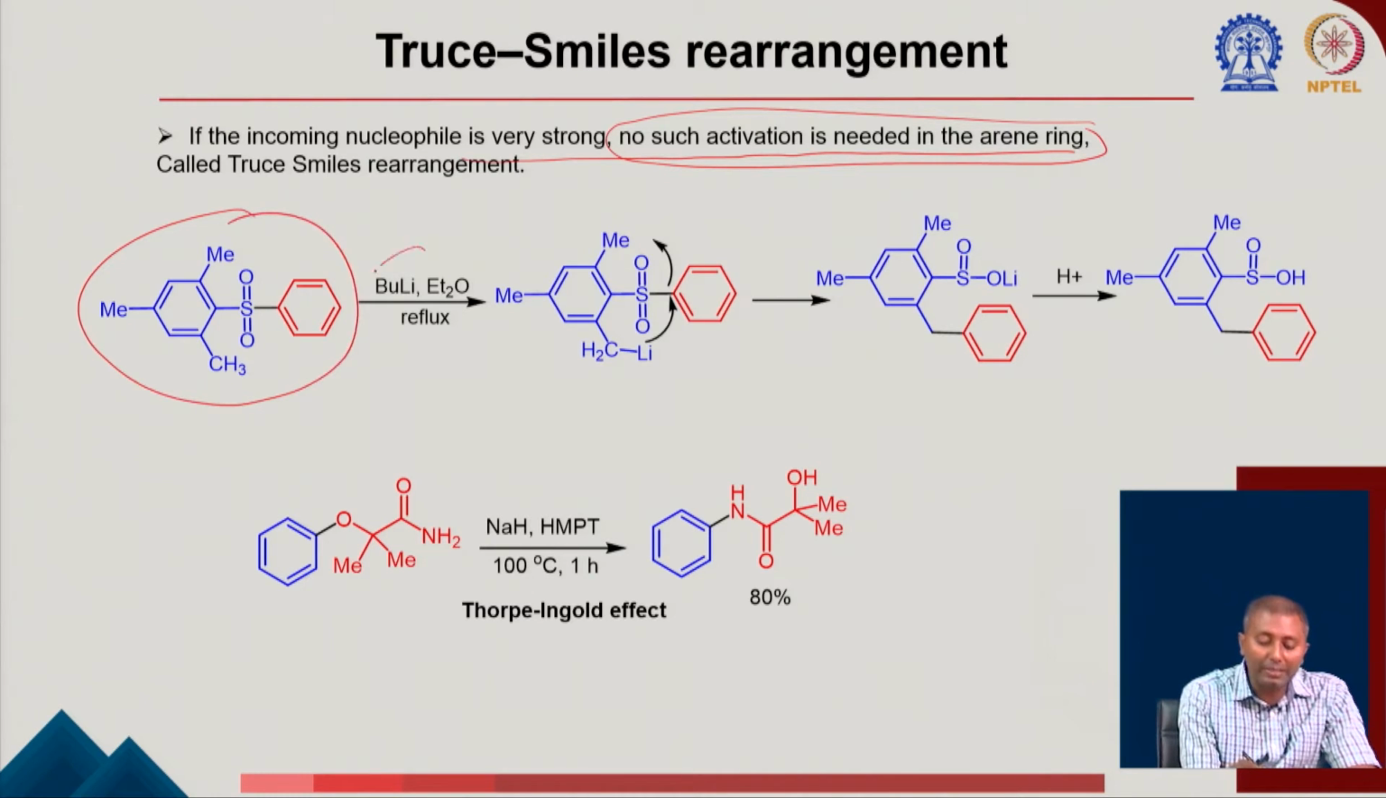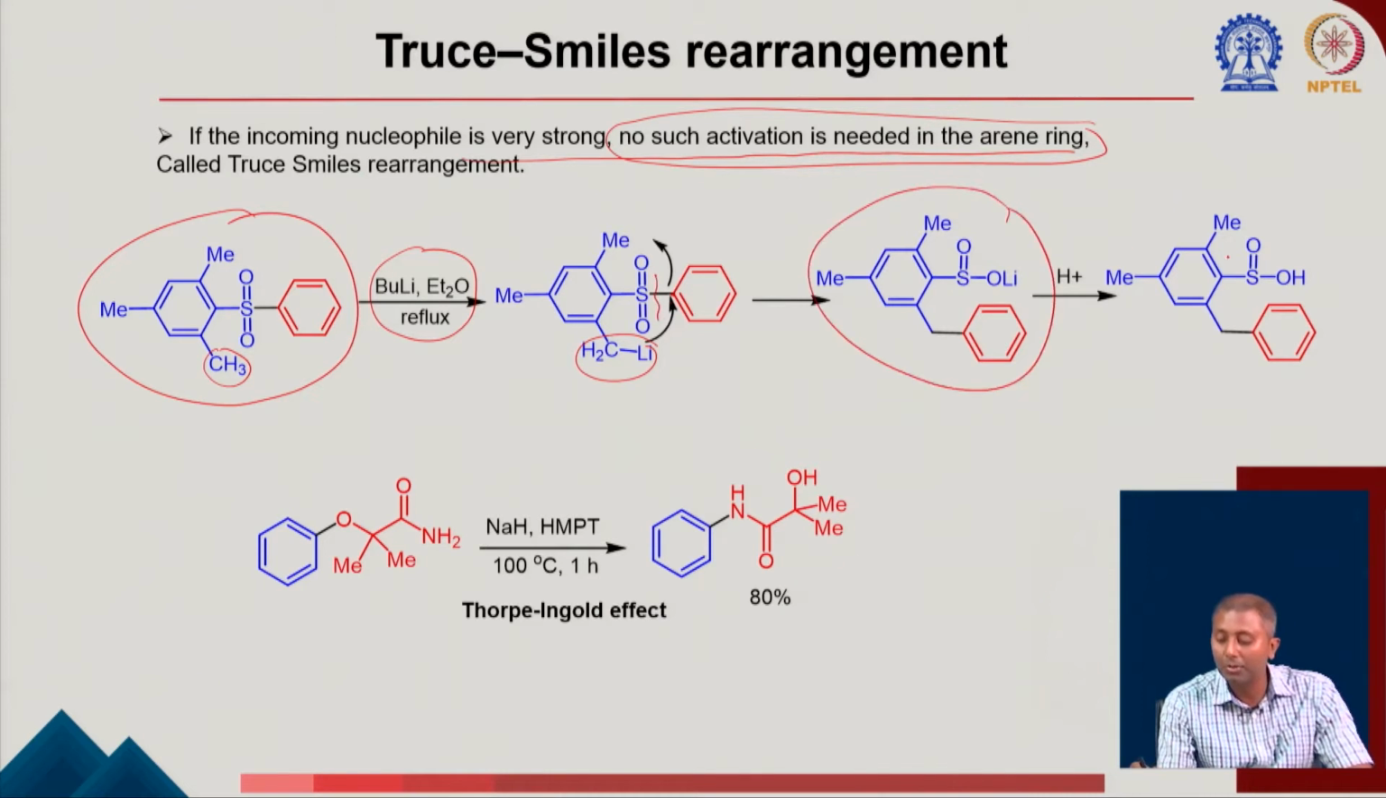So, starting from this compound, once you treat with butyl lithium, it is going to abstract these toluene protons here to generate a carbanion. Now, this carbanion is going for a nucleophilic attack on this carbon here, and then it is going to stabilize the carbanion, followed by the cleaving of this carbon sulfur bond to generate this compound, which will take a proton to form this desired product.